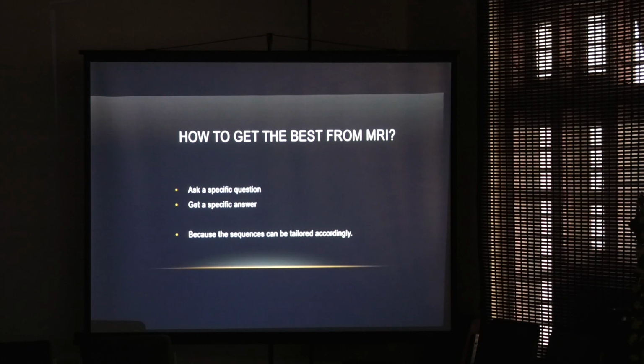So how to get the best from MRI? Always ask a specific question and we'll provide you a specific answer, because the sequences can be tailored accordingly.